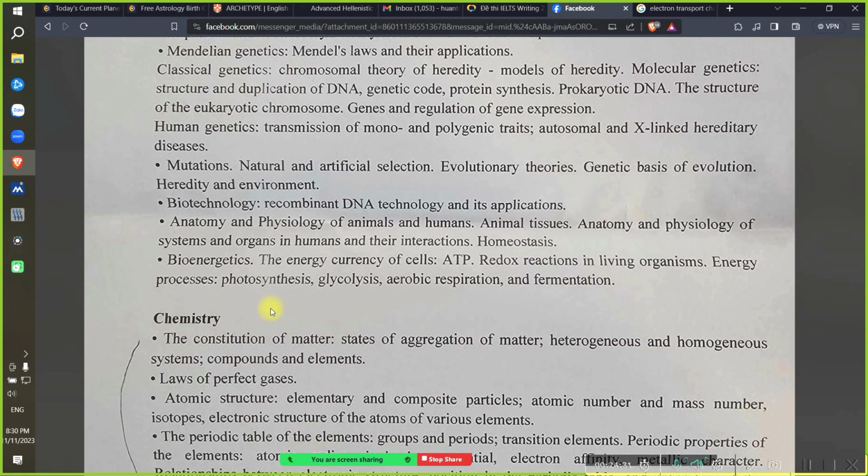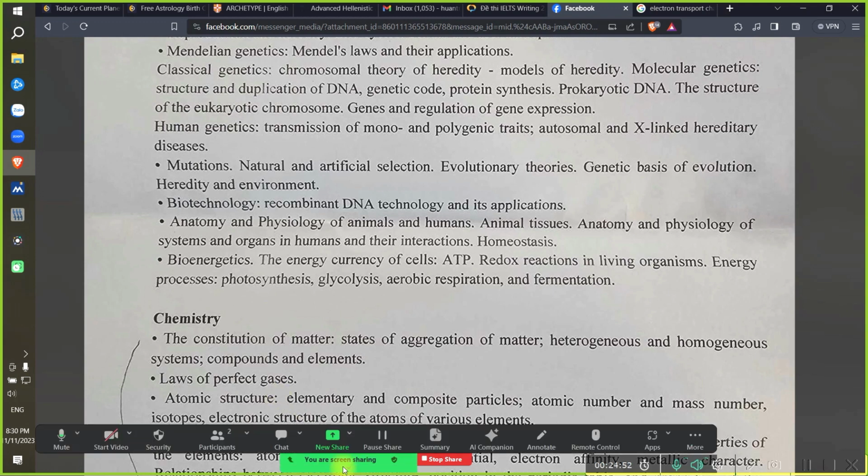Yes, exactly, because pyruvate will be converted to lactic acid or lactate in case there's not enough oxygen, right? That's called fermentation. And for pyruvate, in case there's enough oxygen, it will be converted to acetyl coenzyme A, acetyl CoA, right?